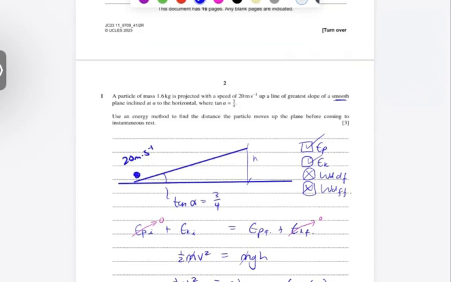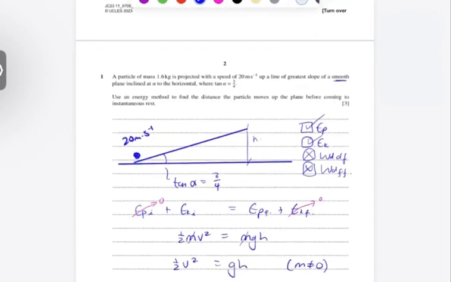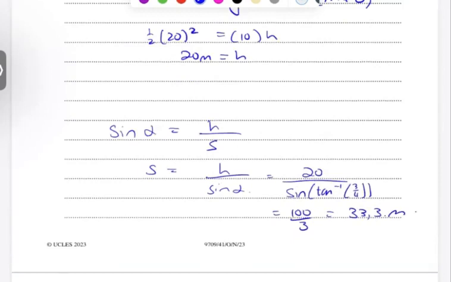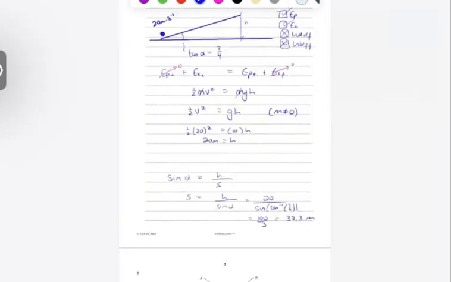Let's just see, how do they ask? Use the energy method to find the distance. So they don't say if they want an exact value or not. So you could just say 33.3 meters, that would be correct, or 100/3 would also be correct. Okay, next question.